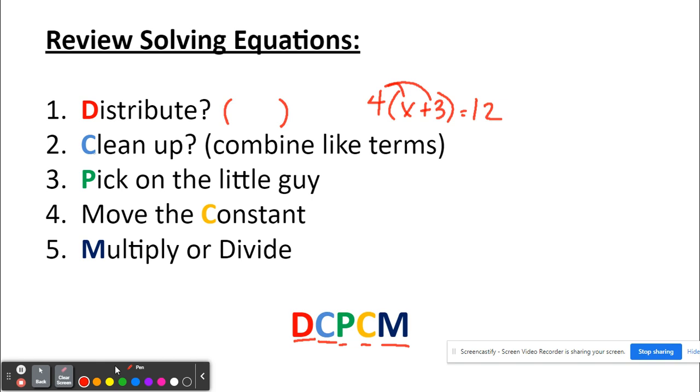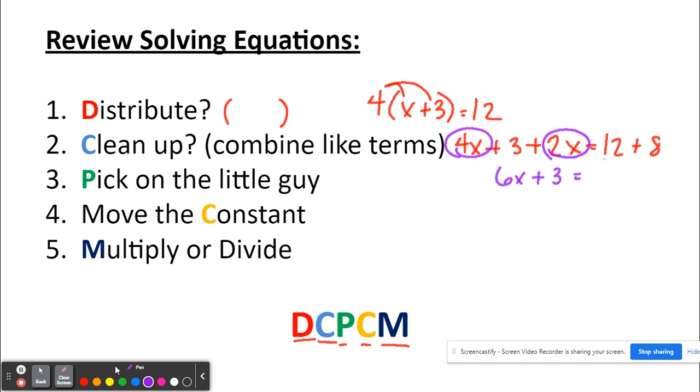Okay. The second letter, the first C, stands for cleanup. This is when I would combine like terms. So let's say I have 4x plus 3 plus 2x is equal to 12 plus 8. Let's do that. If I look through my problem, let me change colors here. Notice that this 4x right here and this 2x right here are like terms. So I would combine those. So 4x plus 2x is 6x. So I have 6x plus 3.